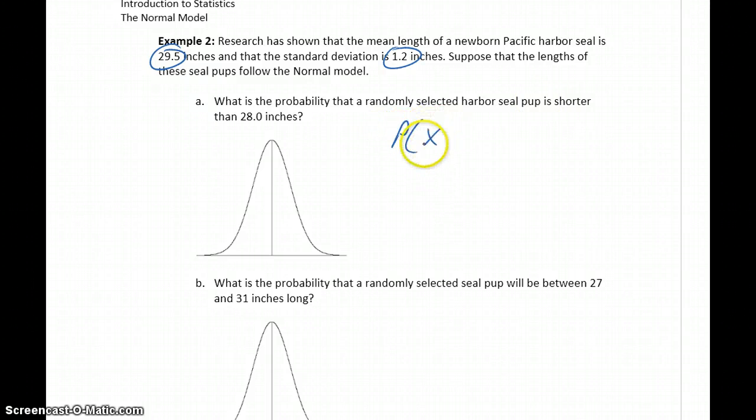So we want the probability that our seal pup, represented by that x, whatever our measurement is going to be for the one that we select, is less than 28 inches. So in this case, our mean is 29.5. So the mean is always represented as the center of that distribution. So our value of 28 is a little bit less than that. Probably should draw that even a little bit closer, but we've got a value that's a little bit less than that. And we want to calculate this area under the curve to the left of 28.